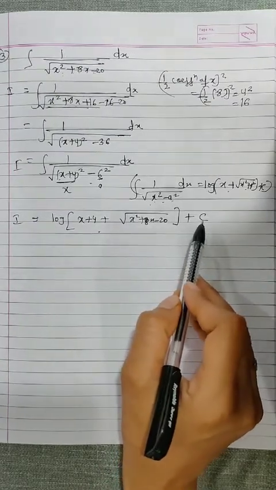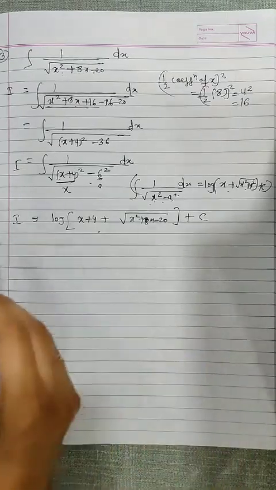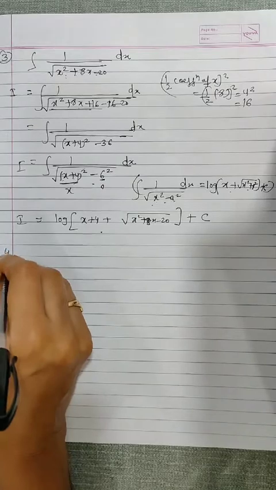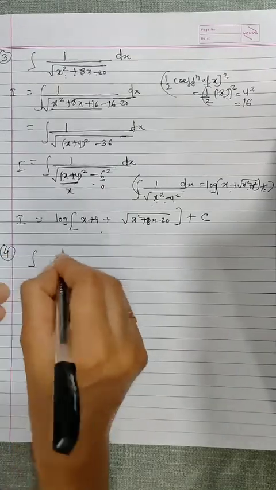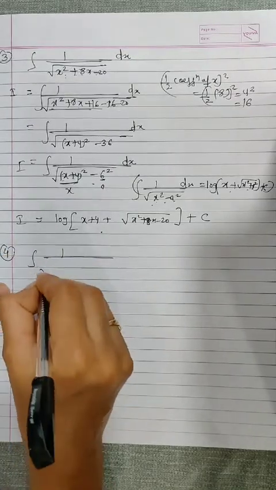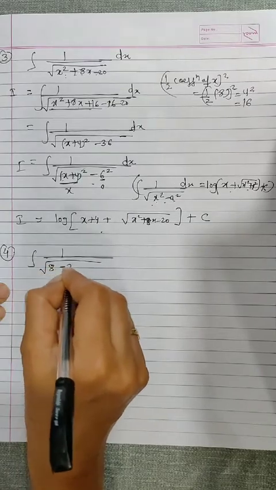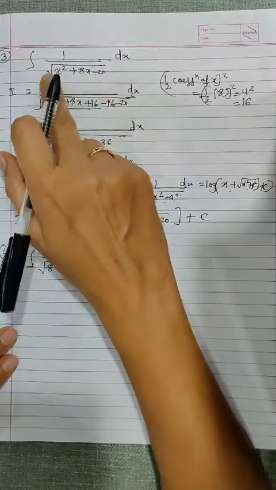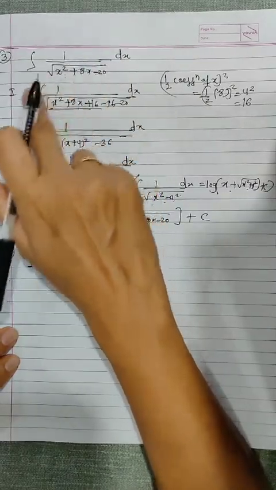Okay students, now let us take one more example. Suppose example number 4. Integration 1 upon under root 8 minus 3x plus 2x square dx. In the previous example, the coefficient of x square is 1, so we have not taken common.